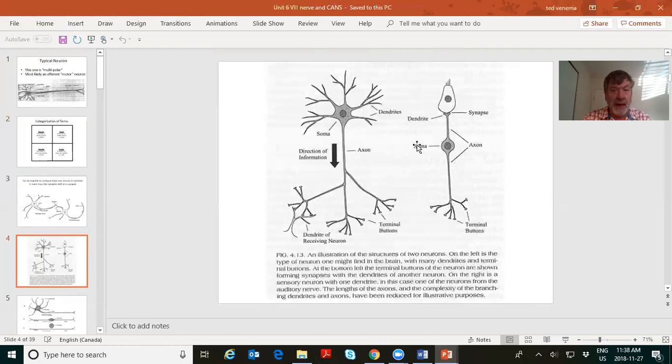Okay, and bipolar neurons are afferent. In other words, sensory. They send info to the brain. Multipolar neurons on the left are motor neurons. They are efferent. They take info from the brain and send it to the muscles. Motor, okay? Motor, muscles, M&M, okay? Bipolar, sensory, afferent.